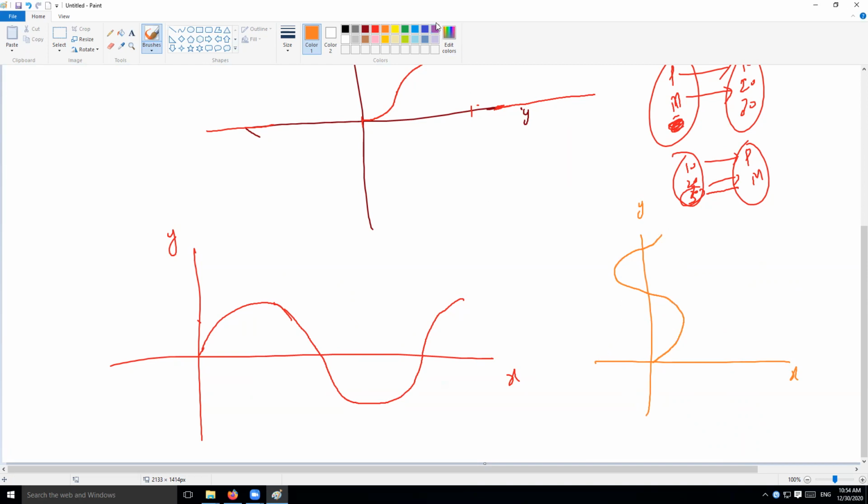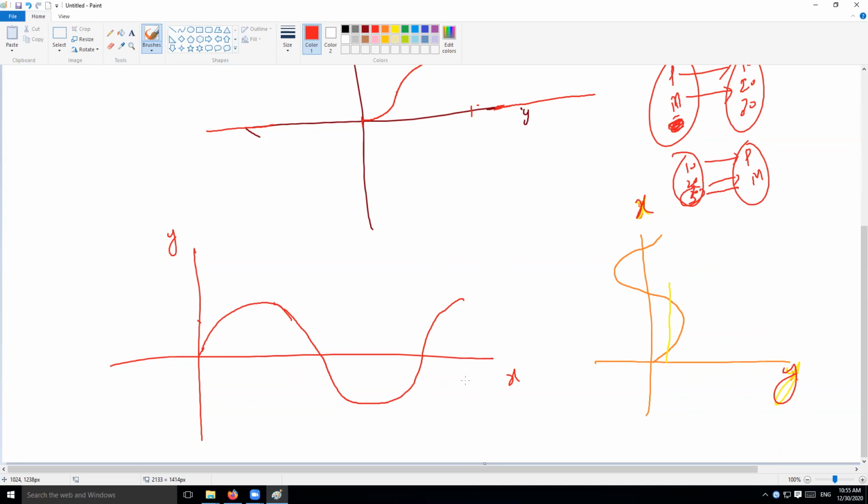The answer is no. This does not pass the vertical line test, because for one input there are... sorry, put y here and x here. Yes. Okay? Right, for one y you are getting multiple x. Okay?